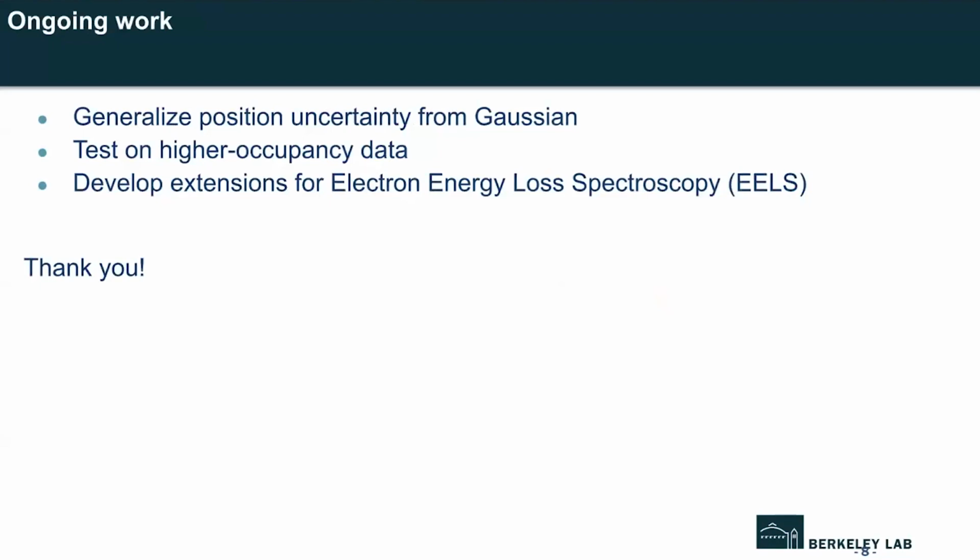My ongoing work is generalizing the position uncertainty from the Gaussian distribution to a more arbitrary distribution. The Gaussian distribution isn't always the best distribution because, in particular, we're dealing not with a continuous surface, but with discrete pixels. I'm also testing on higher occupancy data, as well as developing extensions for another use of electron microscopes called electron energy loss spectroscopy, or EELS.